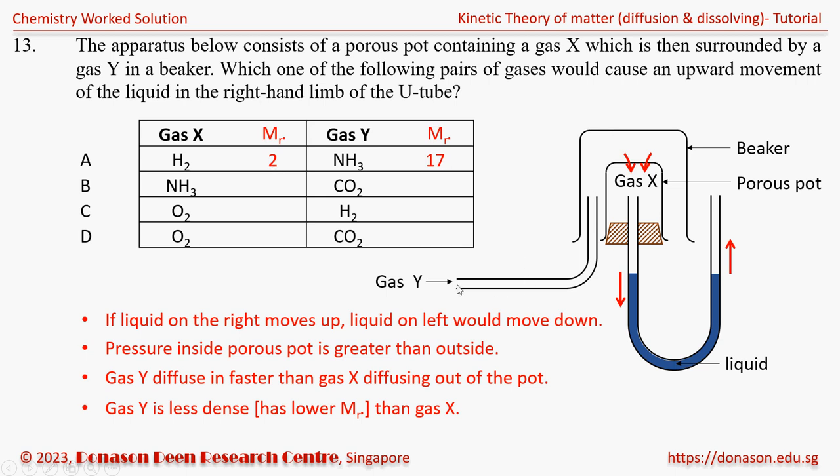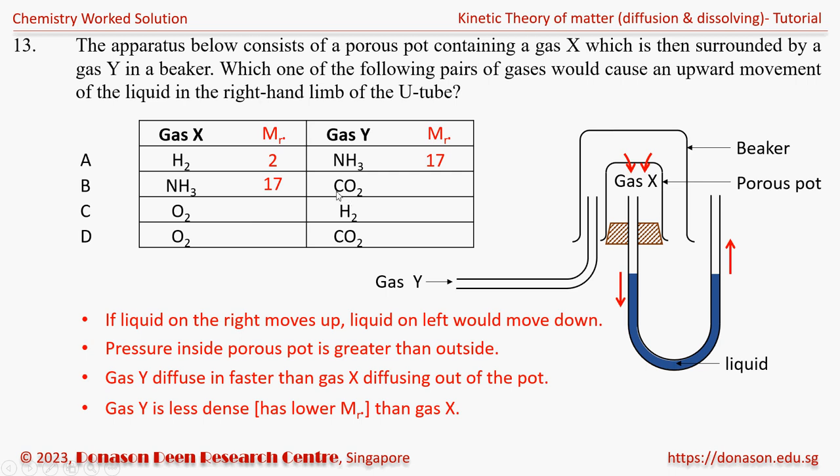But what we need is gas Y to be less dense compared to gas X. So the numbers on the right hand side of the column must be smaller compared to the left side. That's what we are looking at. Let's simplify it that way so it's easy to see. So let's work out for ammonia, and of course we have already worked it out. It's 17, the Mr value.